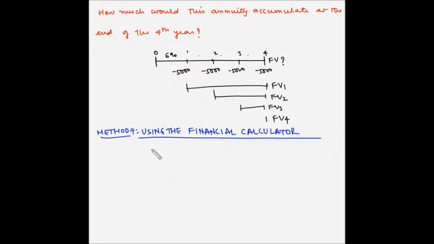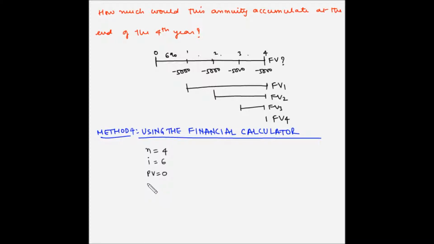Now let's look at the fourth method, which is to use the financial calculator. In order to use the financial calculator for finding out the future value of an annuity, we have to consider four main buttons. First is N, which in our case is 4. Second is I, which in our case is 6. Now note that when we are entering the value of I in the financial calculator, we have to enter it as it is, that is 6. We are not entering it as 0.06. Present value, which is 0, because we are not considering the case of a lump sum investment. We are considering the case of an annuity.